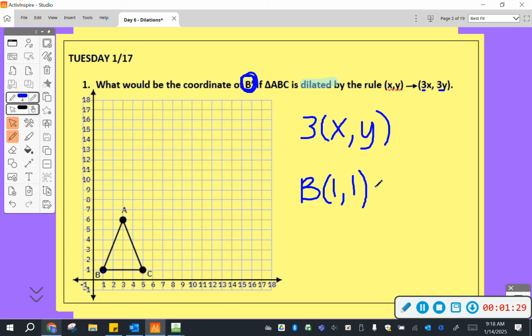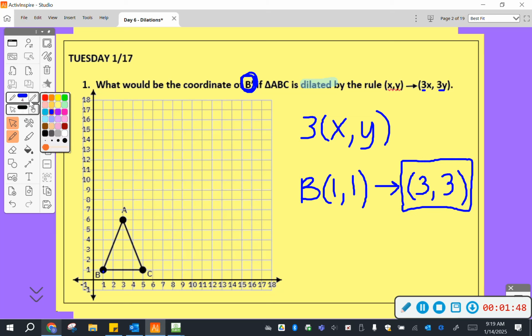Times 3. We are multiplying. So how do I multiply 1, 1 by 3? What do I get? 3, 3 is my answer. And that's it. That is all you are doing here. With dilations, everything that you are doing is going to involve multiplying. You are either going to have to look at the rule or the scale factor to figure out what that is. So that is my B prime. Please write down everything I have written down.